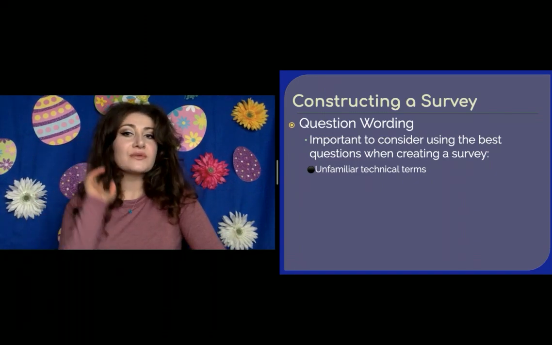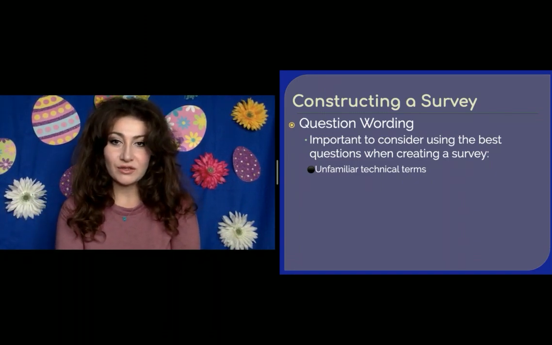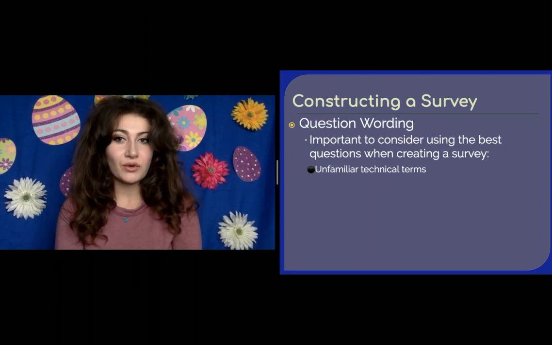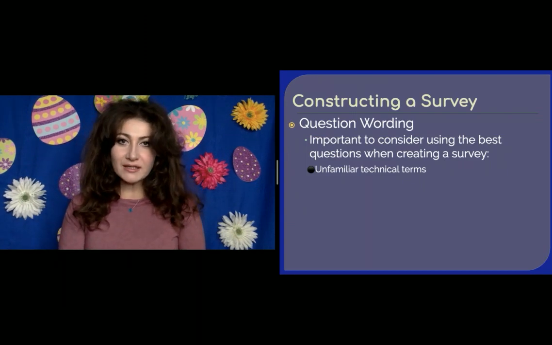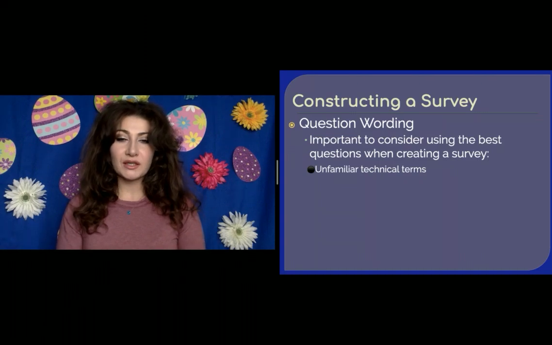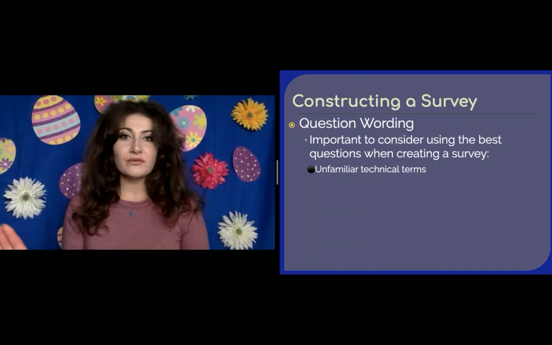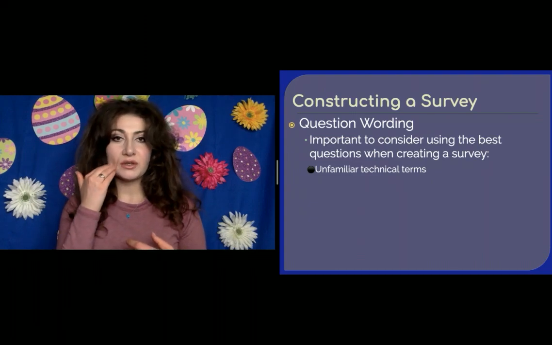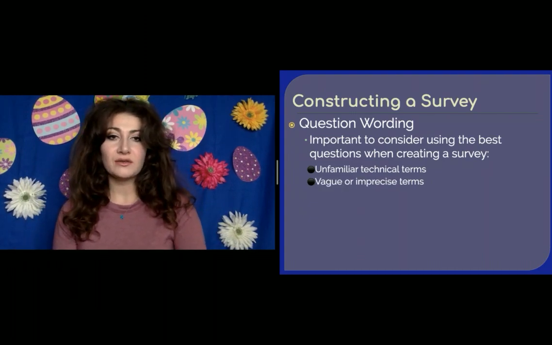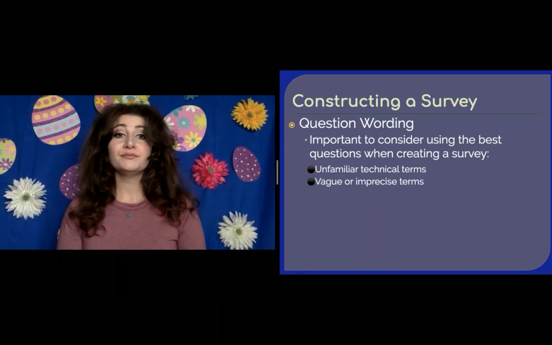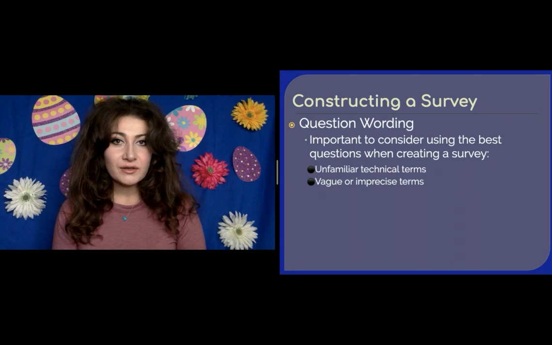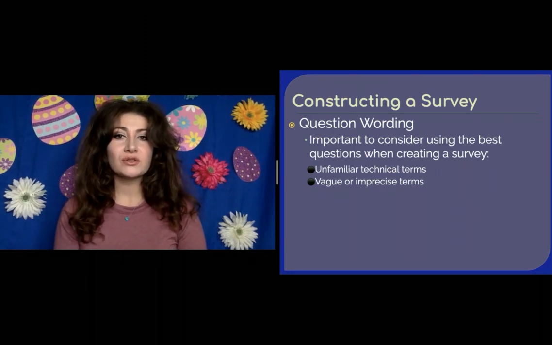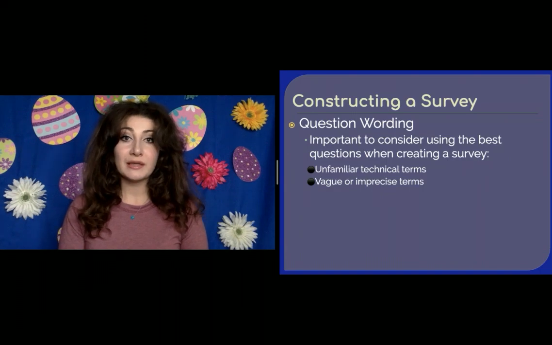So it's very easy for us researchers or anybody who works in the tech industry to use technological jargon or slang or acronyms or basically words that make sense to us when we're in the field and we're in a particular industry. But we have to make sure that we don't use any of those terms in any sort of survey that's going to be going towards participants. So you definitely don't want to use any unfamiliar technical terms. You also don't want to use any vague or imprecise terms. Try not to use words that can have more than one meaning. And if they can have more than one meaning and you have to use that word, then you want to make sure that you operationally define what that word means.